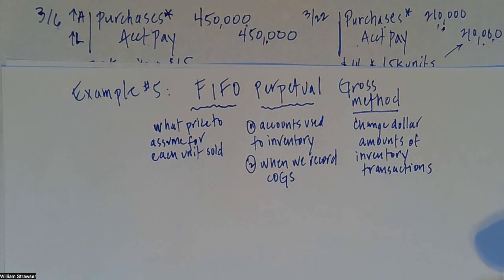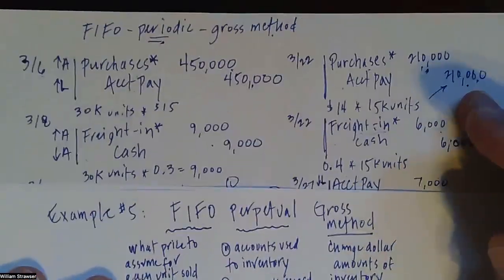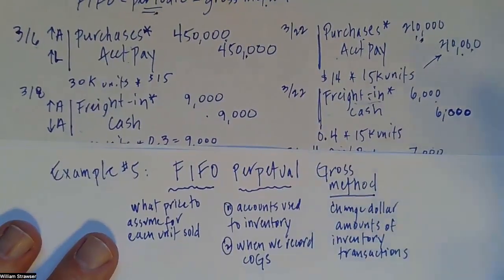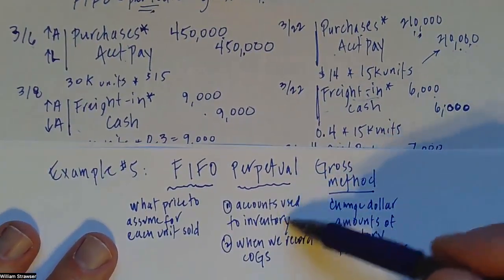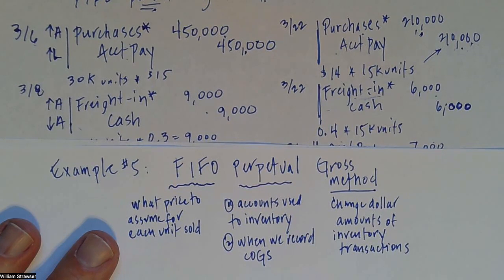Understanding what each of these affects, and thereby knowing what it won't affect, really will help guide you through the problems and understand when things need to change and when things can stay the same. So in that vein, if we look at converting this problem from periodic to perpetual, our goal really is twofold. We need to think about the accounts that we used to record the inventory, and then we also need to consider when we need to record cost of goods sold.